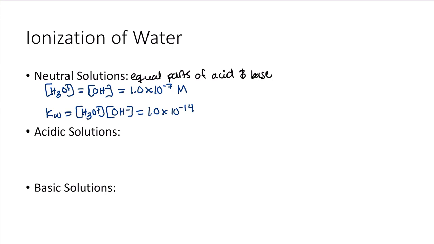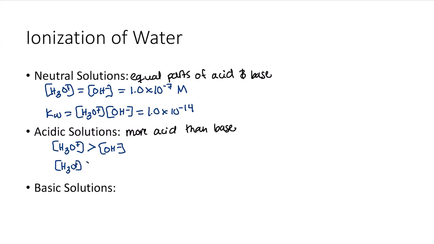If we have an acidic solution, that means that we will have more acid than base. So the concentration of our hydronium ion is going to be greater than the concentration of our hydroxide. It also means that the concentration of hydronium ion must be greater than 1.0 times 10 to the negative 7 molar, because that's when we would have a neutral solution. So it needs to be greater than that.